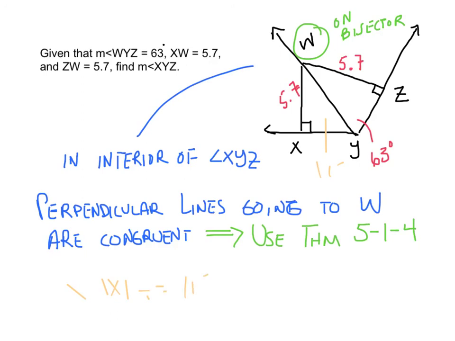And so the key to both of these problems is using all of our given information and determining, are we using the theorem or are we using the converse? And then once we start going, it's kind of self-explanatory. It leads itself.